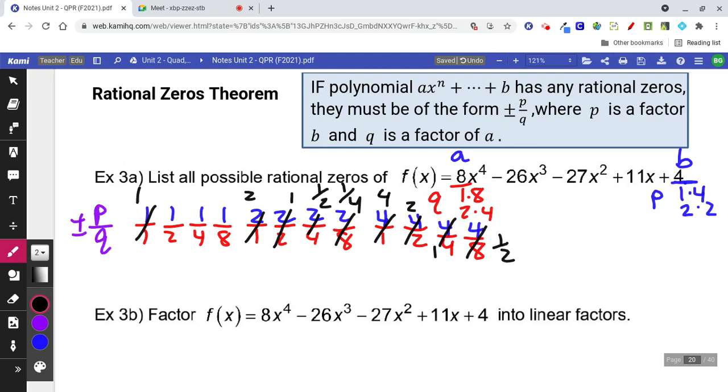So basically, I just want to say plus or minus these numbers. Doesn't really matter what order you list them out in. I've got a 1, 1/2, 1/4, 1/8, 2. Already got 1. Already got a 1/2. Already got a 1/4. Got 4. Already got 2. Already got 1. Already got 1/2. So: 1, 2, 4, 1/2, 1/4, 1/8, plus or minus.